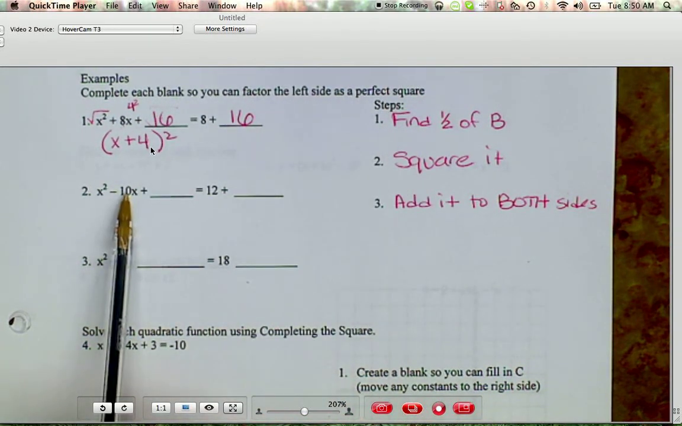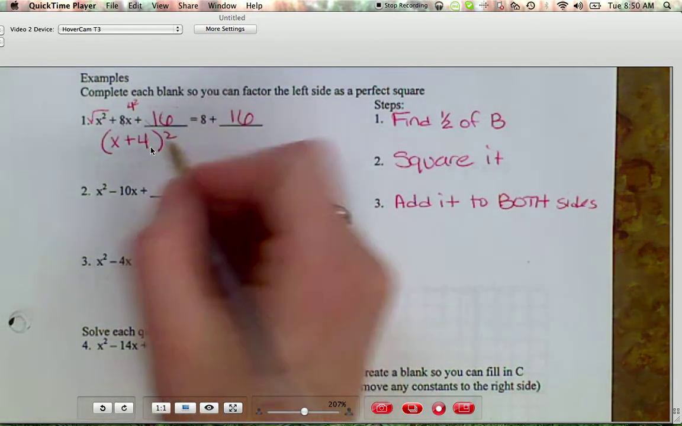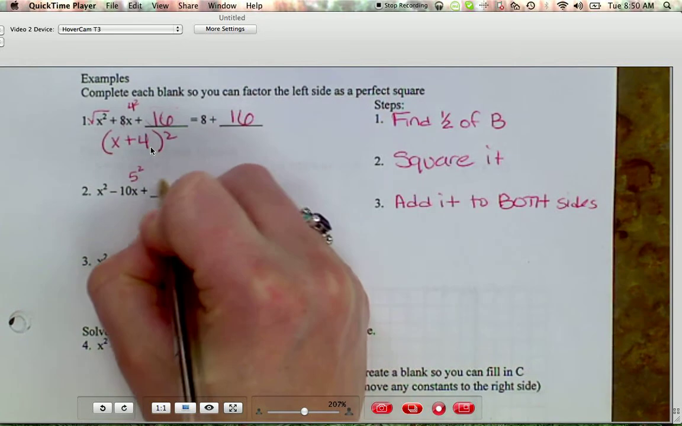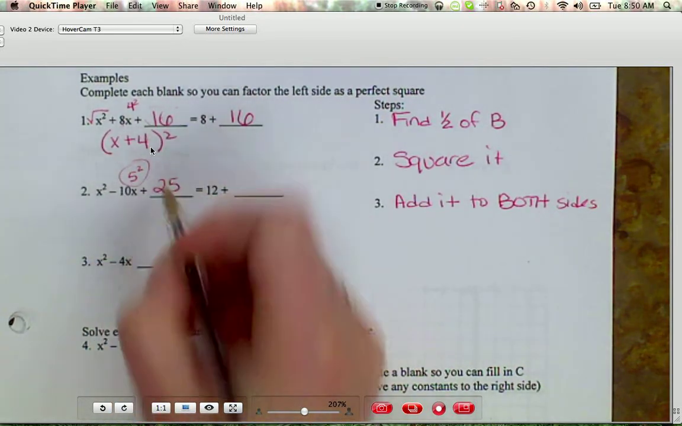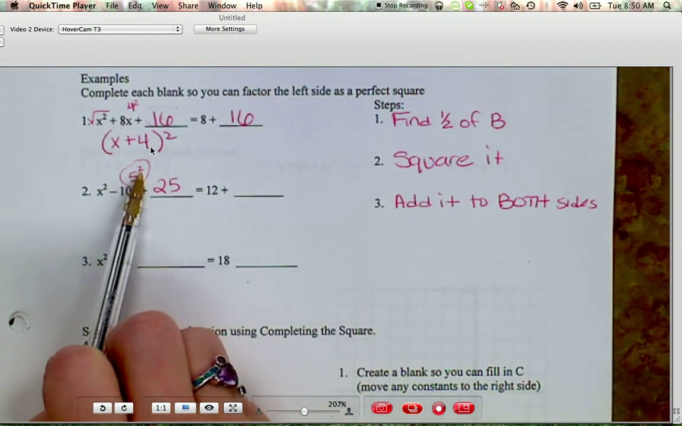Here's your b term, 10. We take half of 10 and we square it. So half of 10 would be 5, and 5 squared is 25. You do not need to write this. You can do this in your head if you would like.